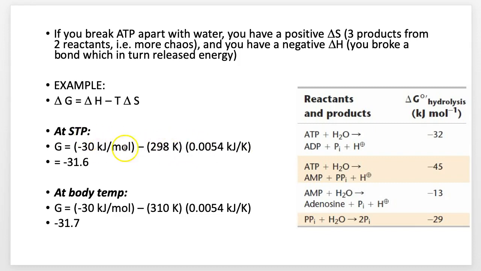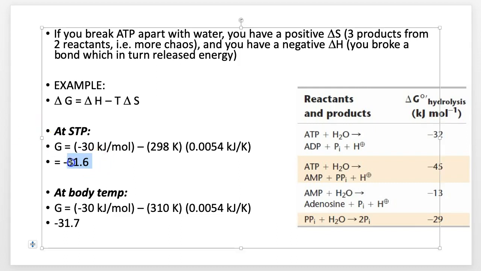And then we're going to come over here, and there's our delta H. Okay, and now we're breaking a bond, right? So I'm taking ATP, and I'm going to break a bond. So that's an exothermic reaction, and that's going to have a negative delta H. Okay, so I'm releasing energy out of that by breaking that bond. And I'm going to end with a negative 31.6 at standard temperature and pressure.